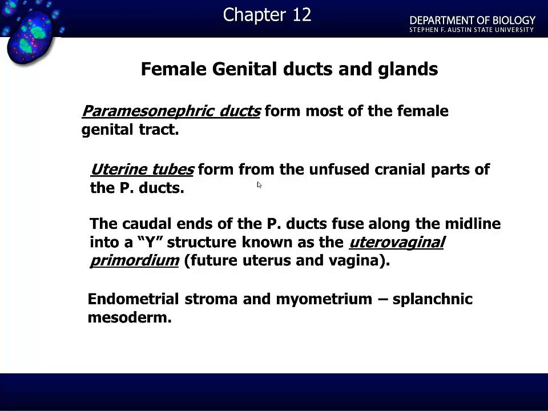Now, the endometrial stroma and the myometrium that we have present, stroma being a connective tissue. So connective tissue in the muscle of the uterus itself, this is going to be derived from splanchnic mesoderm.